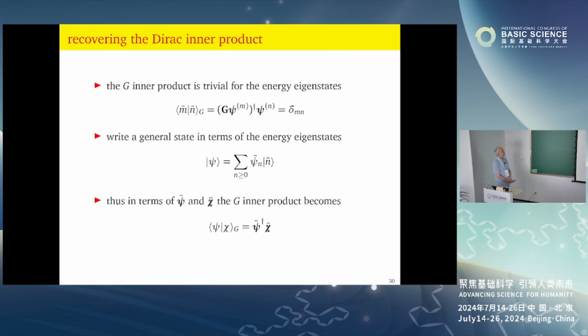We can make things even simpler by noting that now in the energy eigenstate basis, since we've reversed the sign of the norms, this inner product is just delta mn. So if we write a general state in terms of these energy eigenstates, this defines new expansion coefficients with a twiddle, new column vectors. Then the inner product just becomes the Dirac inner product if we happen to use this basis. So that certainly does give us a sensible inner product.